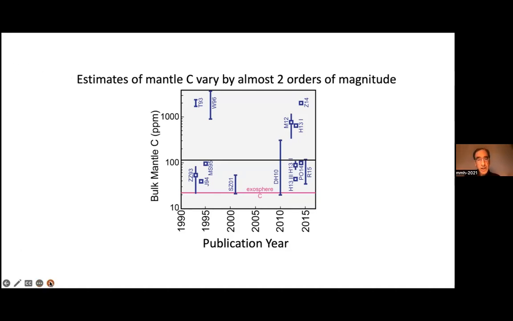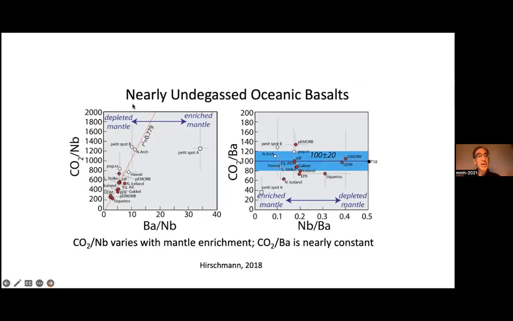I applied the same reasoning that I applied to water and cerium for carbon, but in the case of carbon, the matching refractory lithophile element is barium, not niobium. Previously it had been suggested it's niobium, but with enough data, we now see that the CO2/niobium ratios of undegassed or nearly undegassed basalts actually vary by quite a lot, by about a factor of 5, whereas the CO2/barium ratios vary very little.